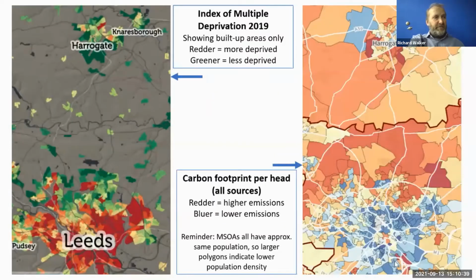It's a simplification, but I did want to show how closely related carbon footprint is to deprivation level. The left-hand map shows the index of multiple deprivation. The red areas are the most multiply deprived, and the green areas are the least multiply deprived, the most prosperous areas. And looking at the carbon calculator on the right-hand side, we can see almost a photographic negative. The more prosperous have the higher emissions, and the less prosperous have the lower emissions in blue. So let's start our journey.